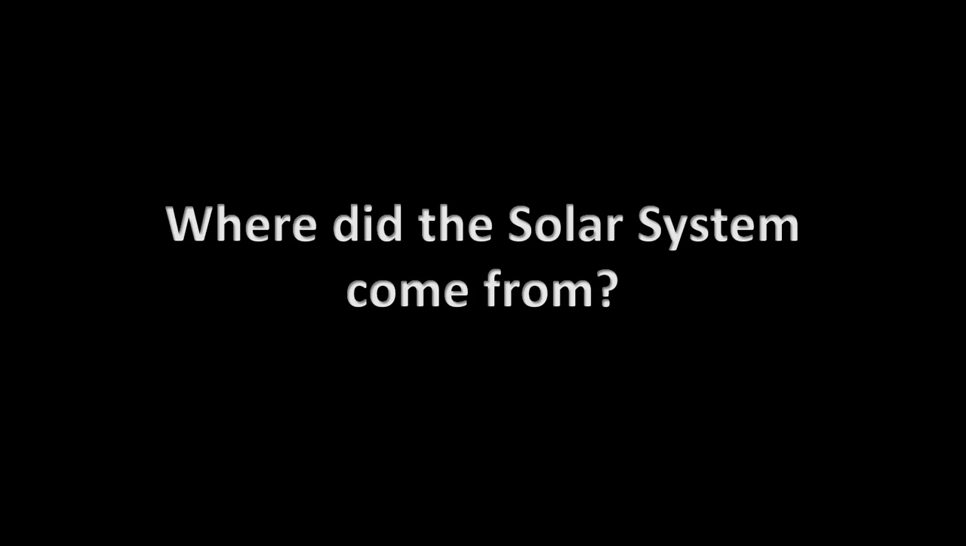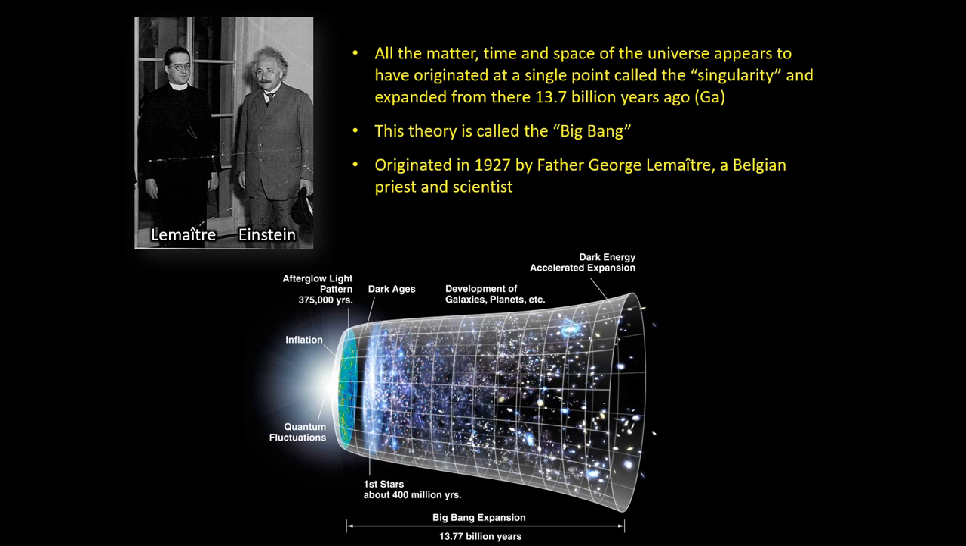So where did the solar system come from? We have the sun, and we're one of the planets going around the sun in the solar system. We have 7 other planets and many dwarf planets, including Pluto. So where did that all come from? Well, the origins of the universe from a scientific standpoint were pretty mysterious for a long time.